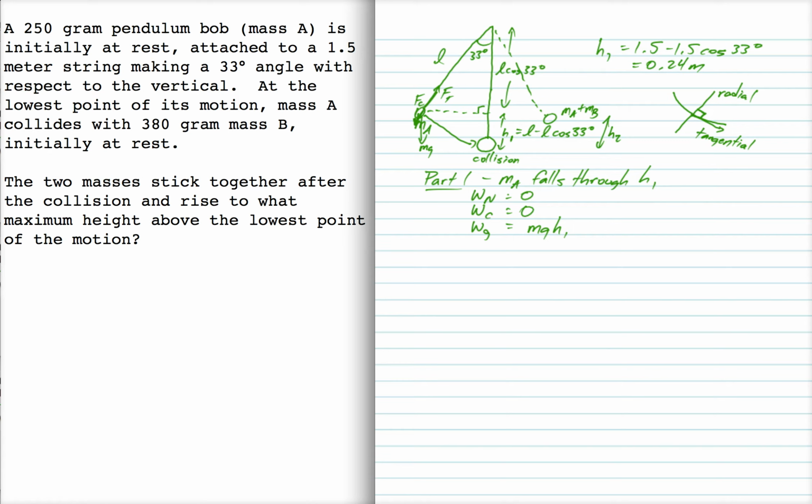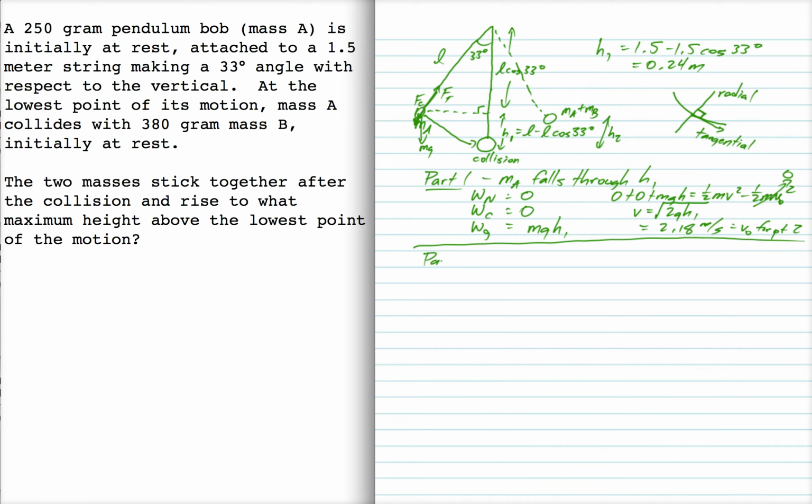All right, so now the work energy theorem tells me that if I sum the works done by all these forces, it's equal to the change in kinetic energy. Of course, this thing starts at rest, and so I'm left with the final velocity at the bottom of the motion is square root of 2gh1, which is 2.18 meters per second. So we're going to use that as the initial velocity for part 2.